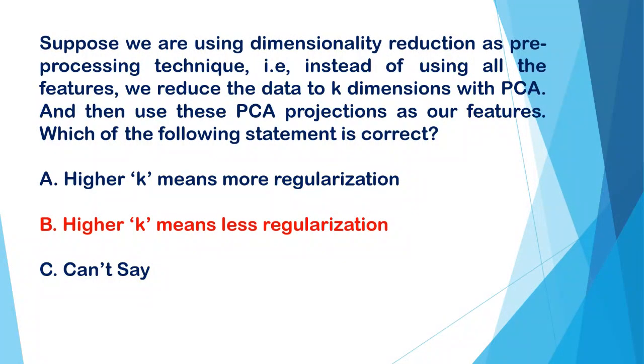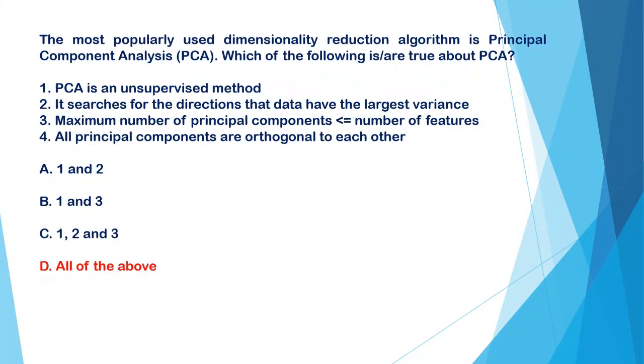Suppose we are using dimensionality reduction as a pre-processing technique. It means instead of using all the features, we reduce the data to k dimensions with PCA and then use these PCA projections as our features. Which of the following statements is correct? A. Higher k means more regularization. B. Higher k means less regularization. C. Cannot say. And the correct option is B. Higher k means less regularization.